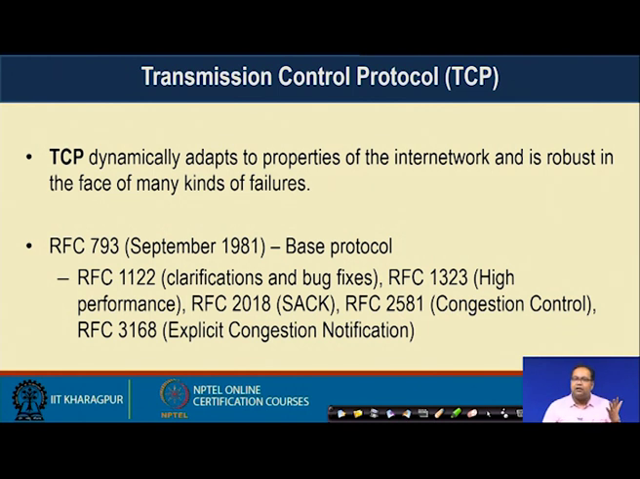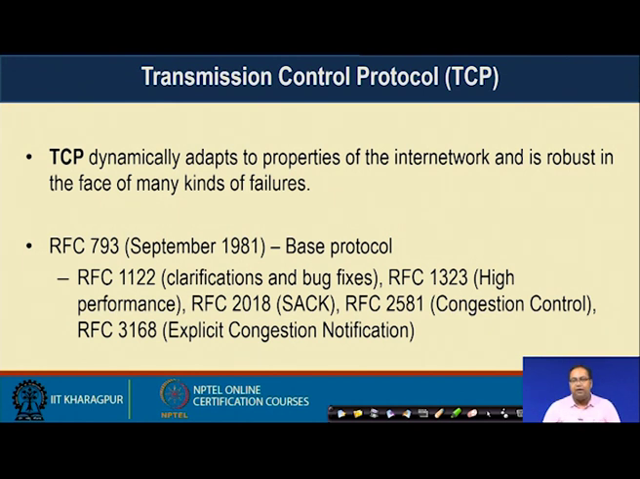So, the standard TCP protocol uses this Go-Back-N ARQ flow control algorithm. RFC 2018 uses selective acknowledgement. We call it a version called TCP SACK, the TCP Selective Acknowledgement protocol, which uses this selective repeat protocol to handle the flow control mechanism.